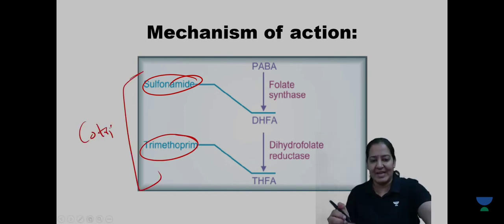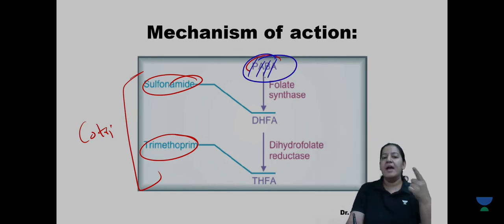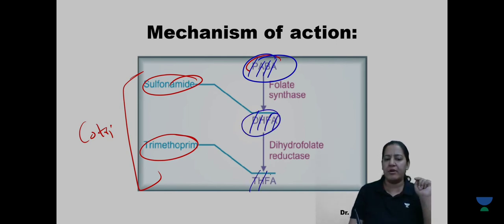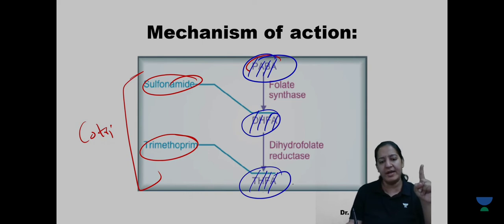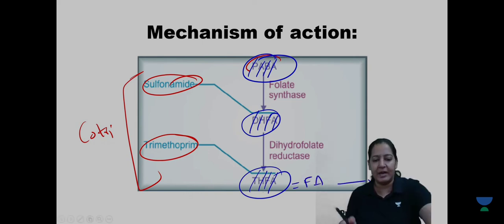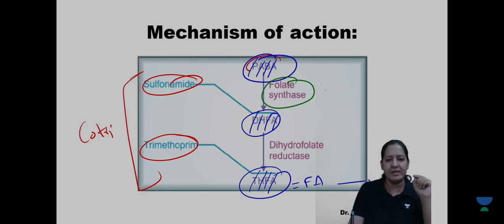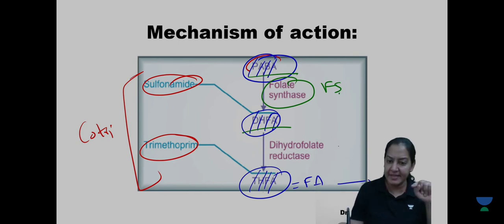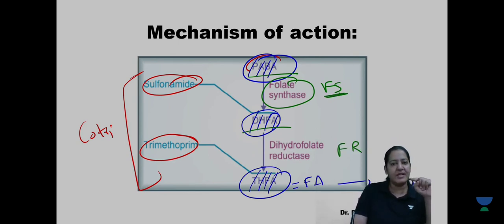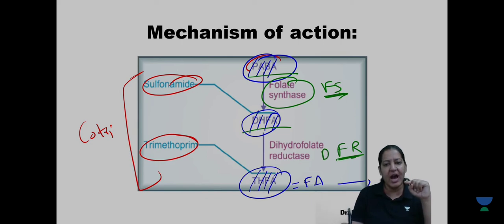In the synthesis of folic acid, you can see this is PABA, para-amino-benzoic acid, which gets converted into dihydrofolic acid, and dihydrofolic acid is converted into tetrahydrofolic acid. This tetrahydrofolic acid is the main folic acid, and it is required for DNA synthesis, right? Now, two enzymes are required. The first enzyme is folate synthetase, which converts PABA into DHFA, dihydrofolic acid, and the second enzyme is folate reductase. Actually, it is dihydrofolate reductase, say DHFR.